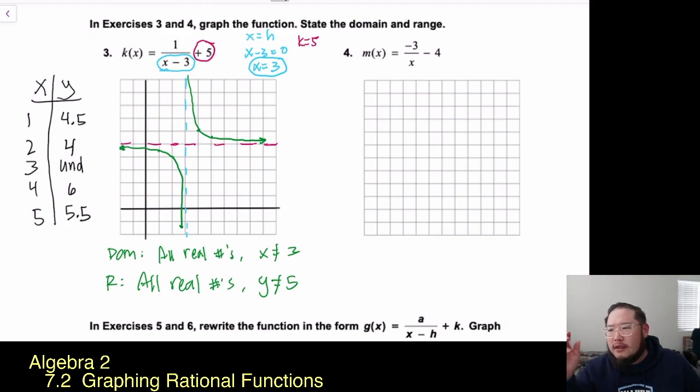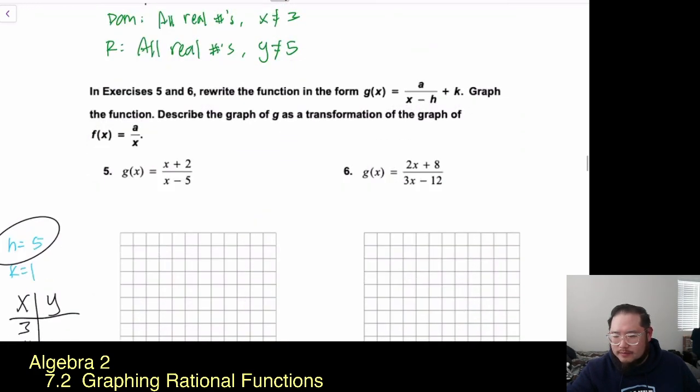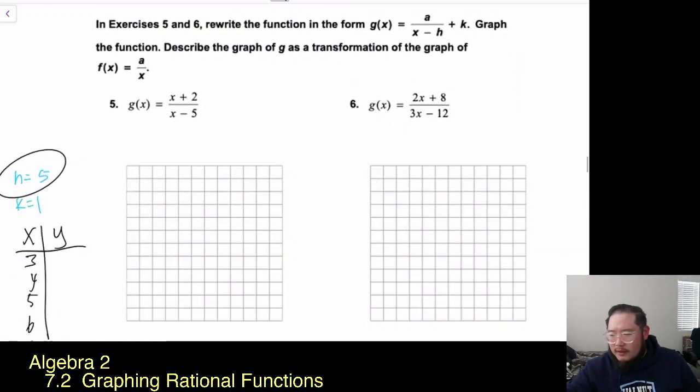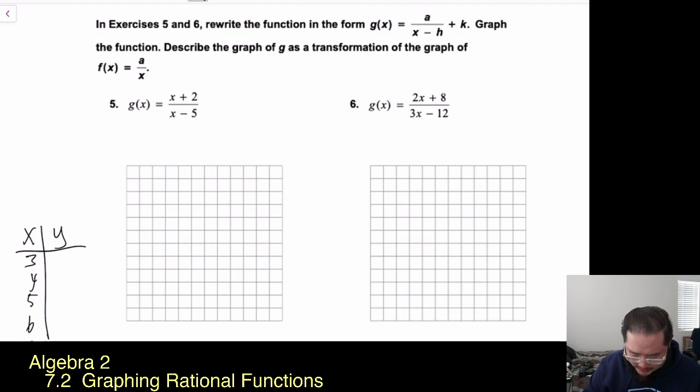All right, so let's go ahead and drop down to number 5, because now let's take it another step further right here. All right, so it says this time we've got to rewrite the function in terms of a over x minus h plus k. All right, if I take a look at the function, it's not in that format. So in order for us to do that, it's pretty easy. We're going to go ahead and practice and use our long division skills. So I'm going to go ahead right here. I've got x minus 5, and we're going to divide that by x plus 2.